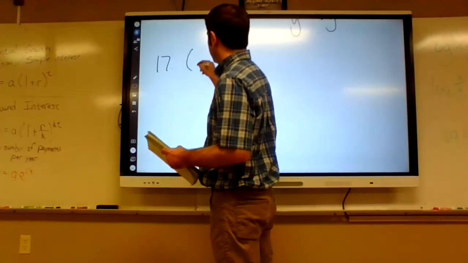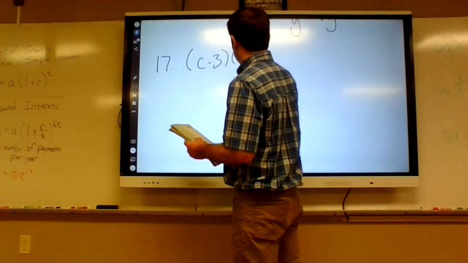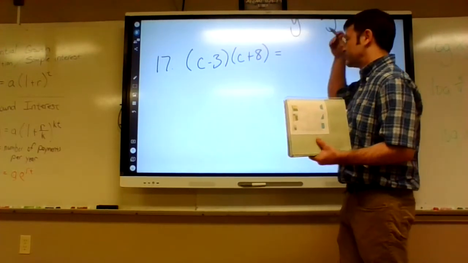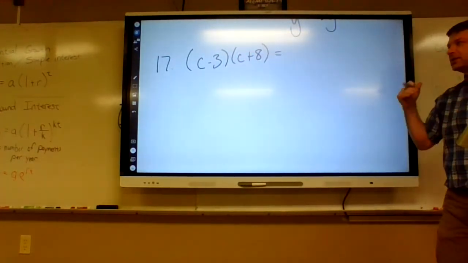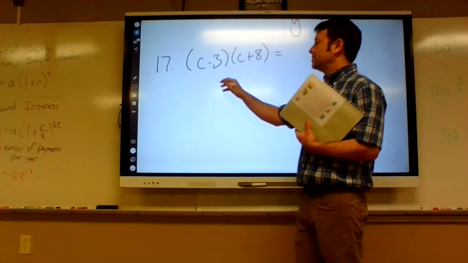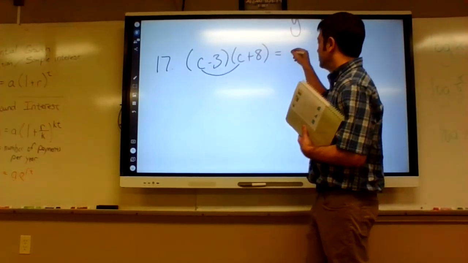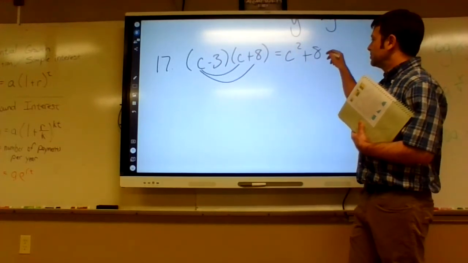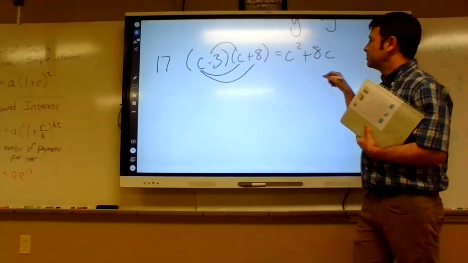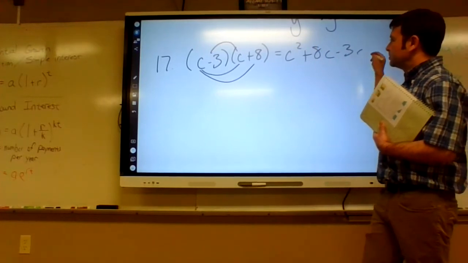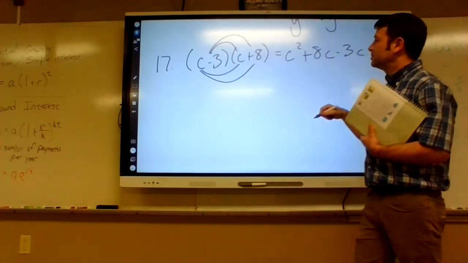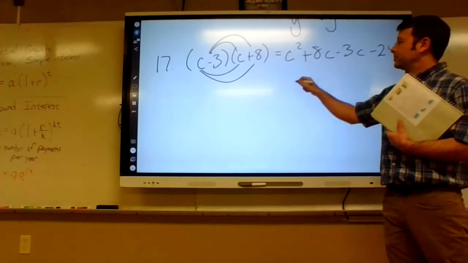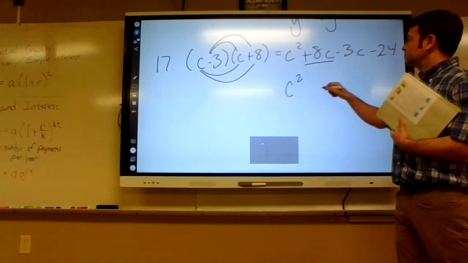C minus 3 times C plus 8. Alright, Kate, what do we do first? Distribute properly. Okay, so C squared and then 8C. And then it's negative 3C. And then negative 24. Then what? Those two together makes 5C.